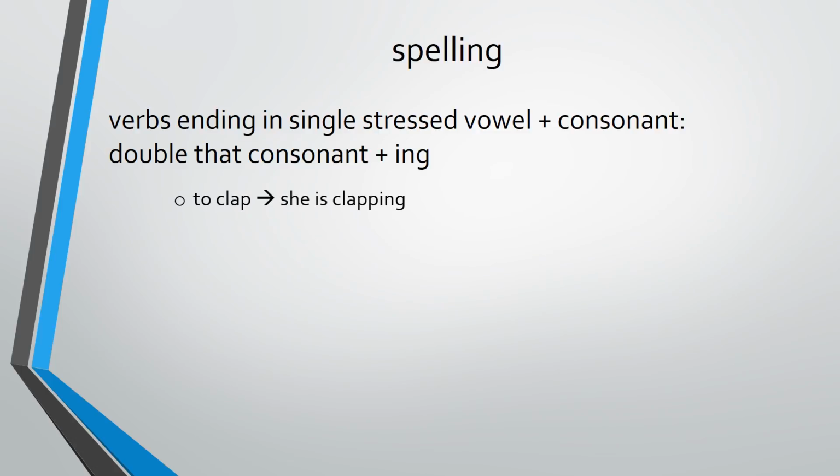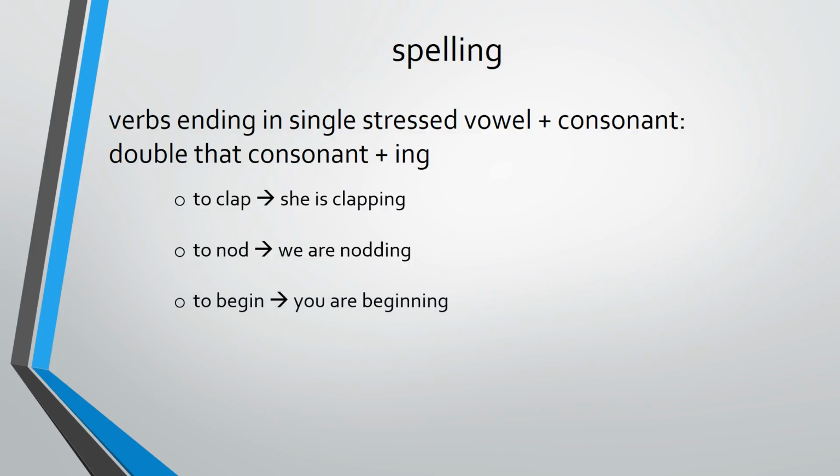To clap, the A in clap is a single stressed vowel, which is followed by a consonant, and that's why we double the P. To nod, same thing as with to clap. It's a single stressed vowel that is followed by a consonant. Then we double that consonant, which in this case is the D. Now, these aren't that hard because there's only one vowel, so that's the only one that can be stressed.